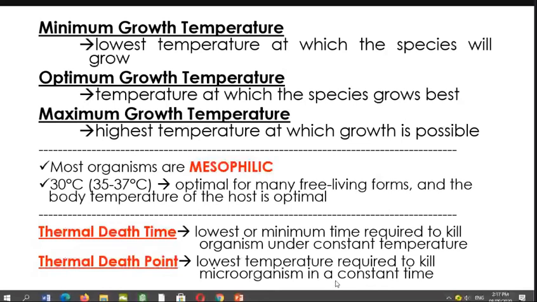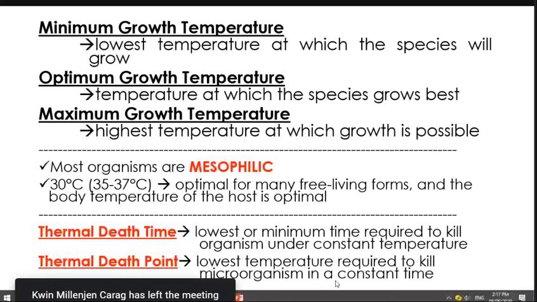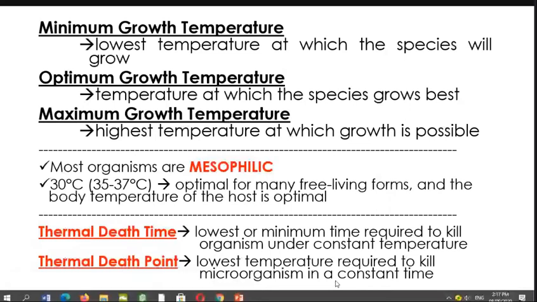Okay. Yung highest, so it could be yung ano usually. Kaya sabi ko kanina, tignan nyo, most organisms are mesophilic. So that 30 degrees centigrade is the optimal temperature for many free living forms, and the body temperature of the host is optimal. Okay, yun yung pinakamaganda nila.